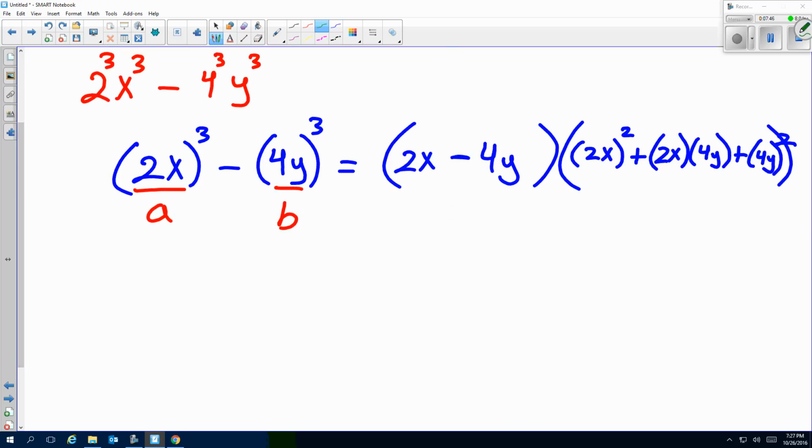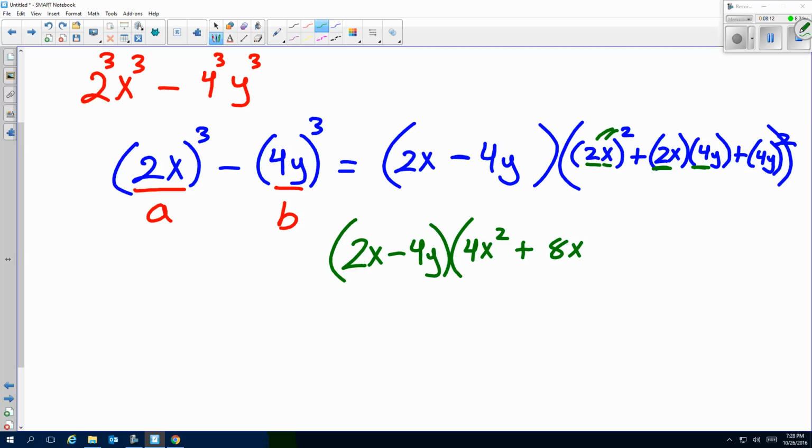I see this still as a 2x minus 4y. But now I see (2x) squared. That squared goes to everybody. Do you see why (2x) squared becomes 4x squared? Because we square the x and we square the 2. Do you agree that I'm allowed to multiply my coefficients and get 8xy? And finally, I'm not squaring just the y, I'm squaring the 4 and the y, giving me 16y squared.